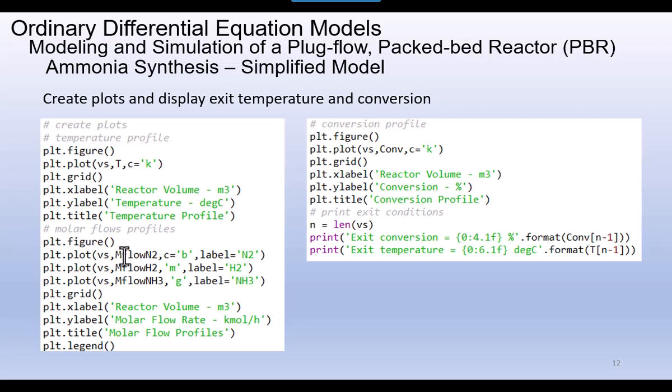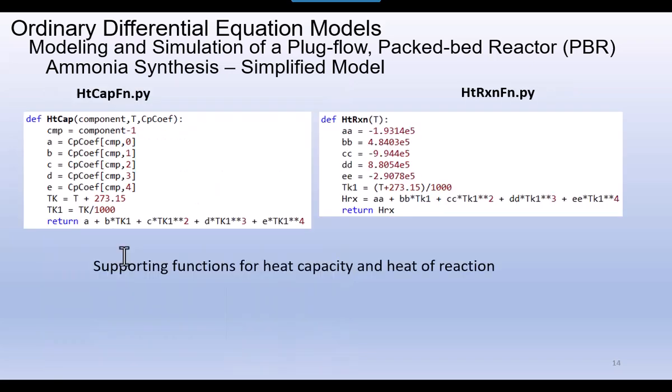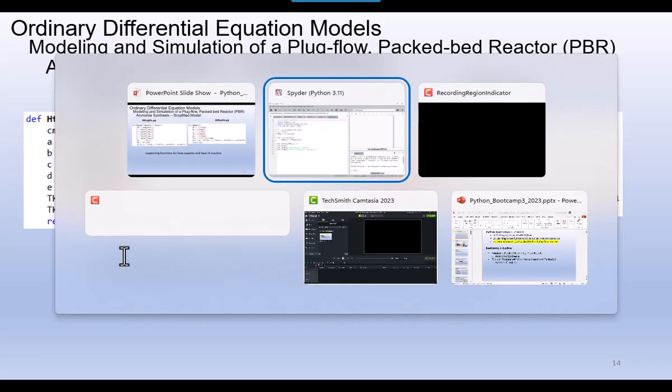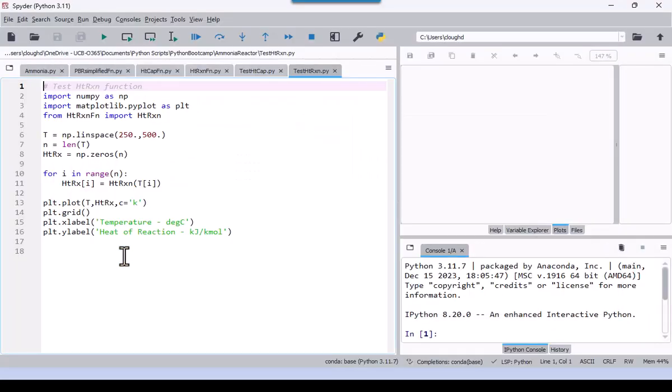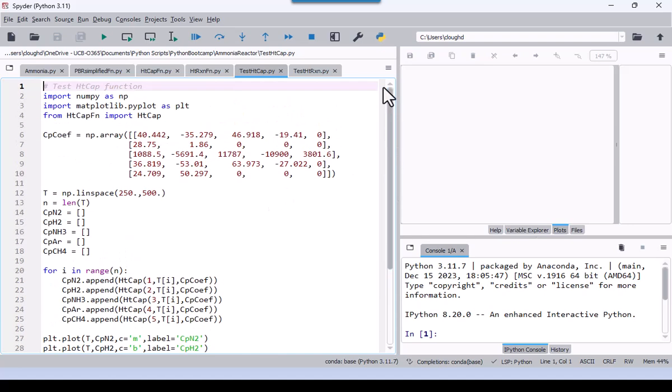And then we have our PBR simplified, our routine that computes the derivatives, all right? We reviewed that with you. And then these are the two supporting functions for heat capacity and heat of reaction. Now, having done that, we can pop back over to the Python script.